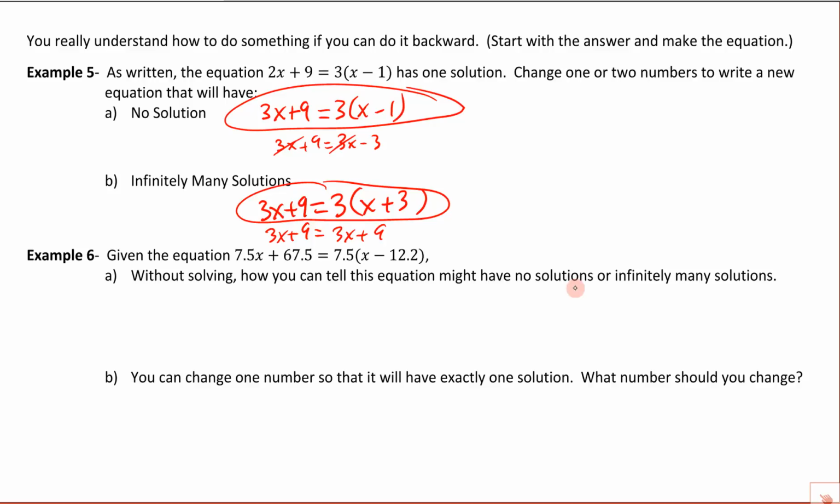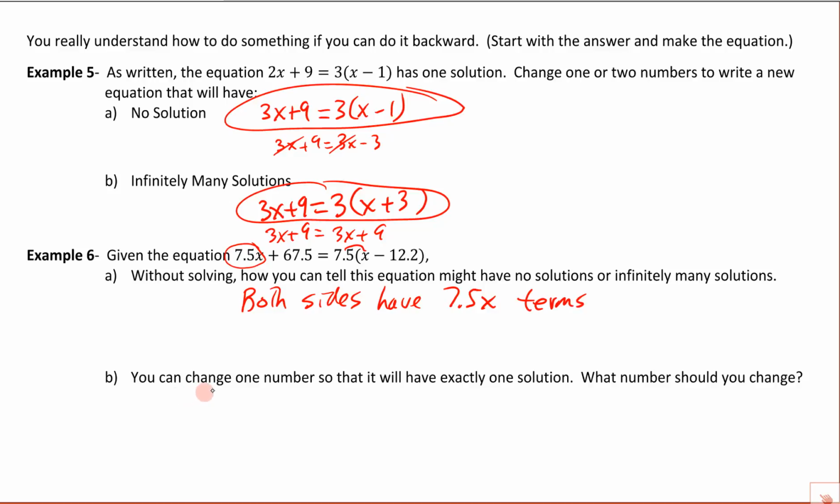Well, remember, it's got to fit in one of those special case categories if you have exactly the same variable term on both sides. So notice right here, this is 7.5x, and when you distribute through, that would be 7.5x. So what we'd say here is both sides have 7.5x terms. That's the only variable term, 7.5x on both sides. So we know it's going to have infinitely many solutions, or no solutions.